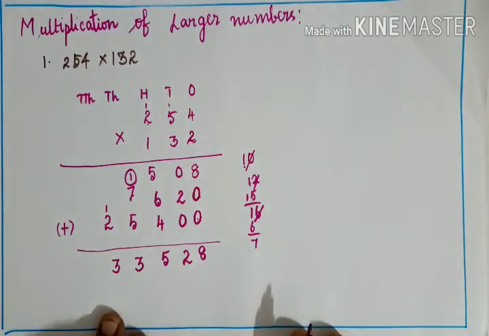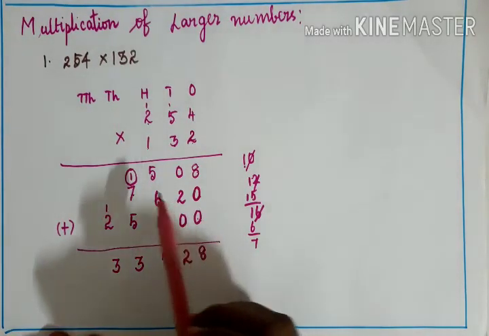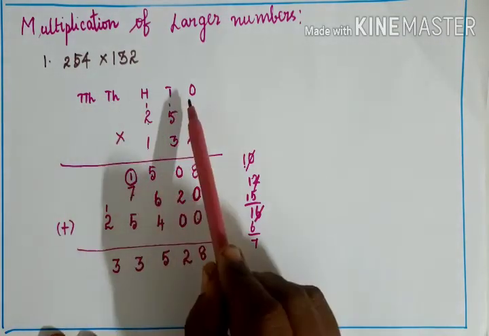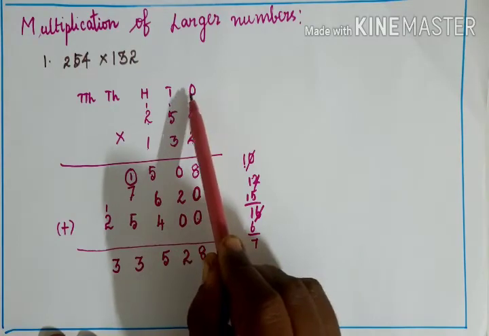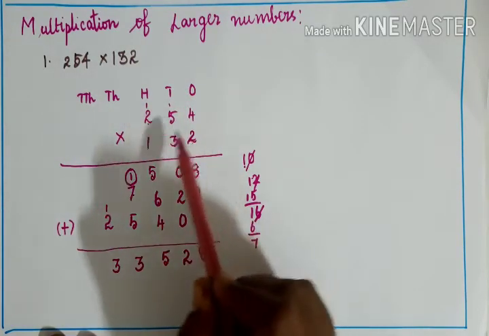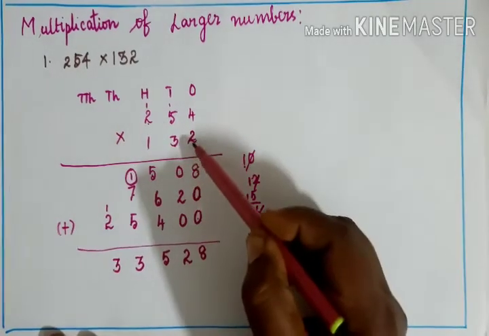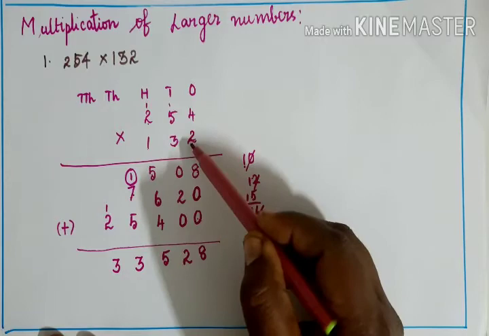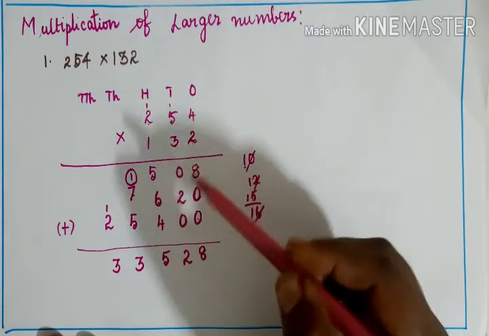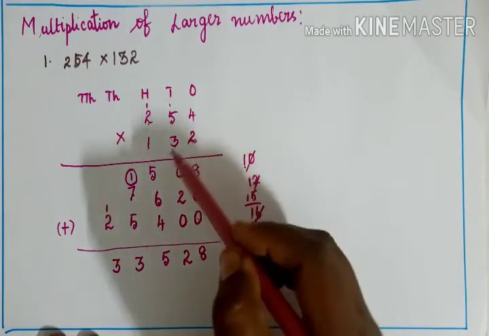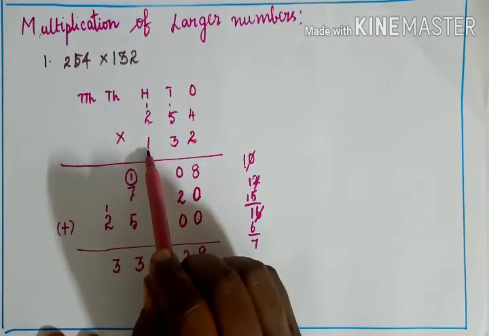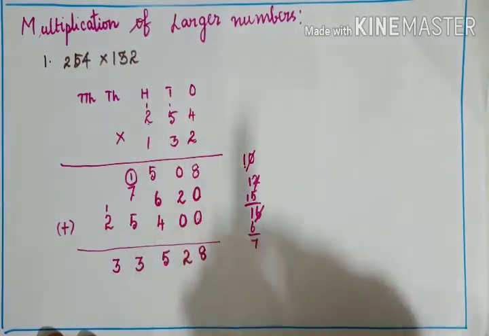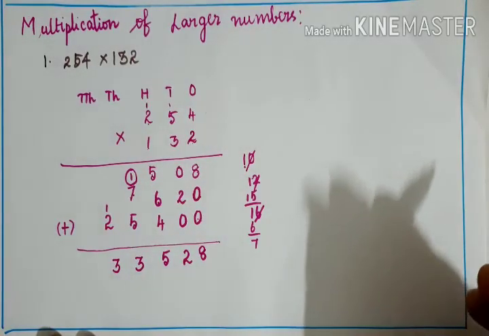Is it clear? Yes, once again I repeat to you. So when you write, you have to arrange first in the place value. You write the place value of that and write the numbers. Then first start with ones place. Next, after multiplying with ones place, you will start with tens place. There you have to put 1 zero. After multiplying tens place, you have to take the hundredth place. There you have to put 2 zeros and multiply. Then add it. Is it clear?